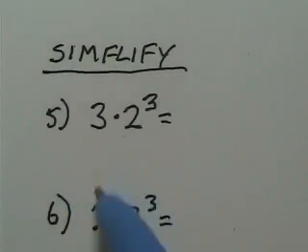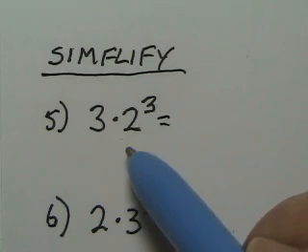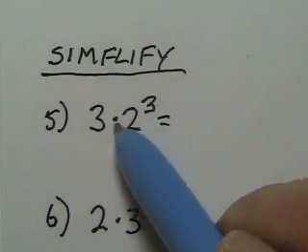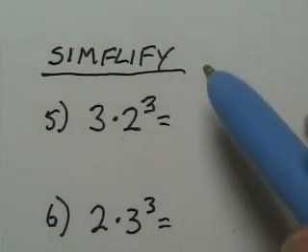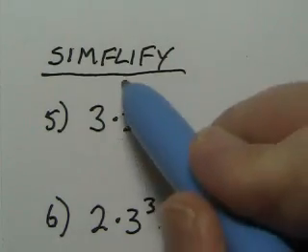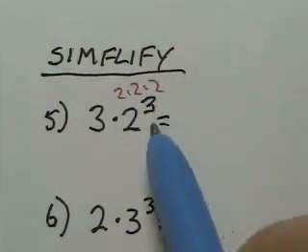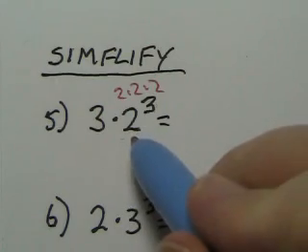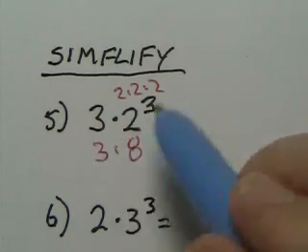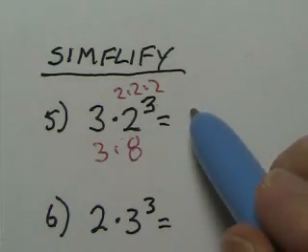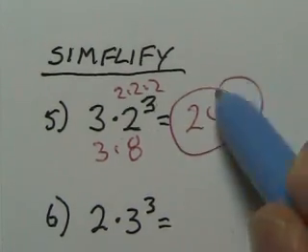Number 5, we simplify this. So remember, it's PEMDAS. We always do the exponents before any multiplying. 2 to the third power is 2 times 2 times 2. That's 4 times 2 is 8. And this is 3. So 3 times 8 is 24.